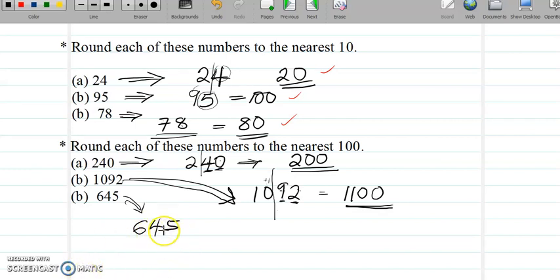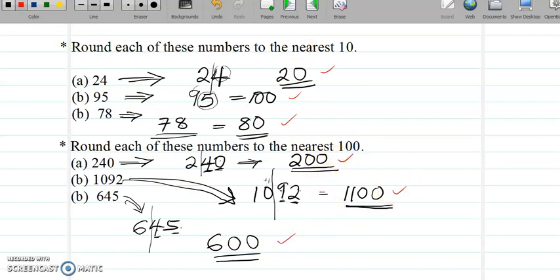Fine and good. To the nearest 100, we have double 0. This will be 0. This will be 0. It ended here, so the number it ended with is less than 5. So we are rounding it downwards. So this will be 600. That gives us 600 to the nearest 100. So that is how we solve the problem.